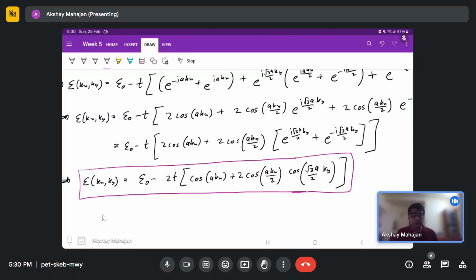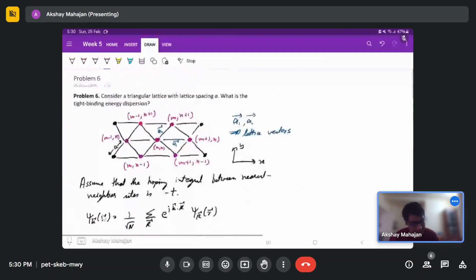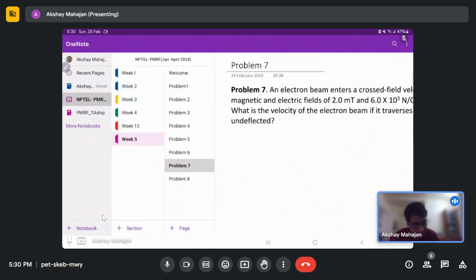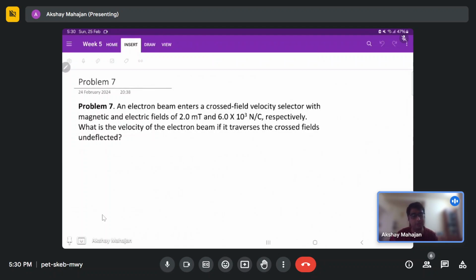Any doubt in this problem? Till this point, any doubt? I know these are very big calculations, but this will give you some idea. Okay, so this will be helpful. If you actually do some computational research, then writing the expression in this form will be quite useful for you.